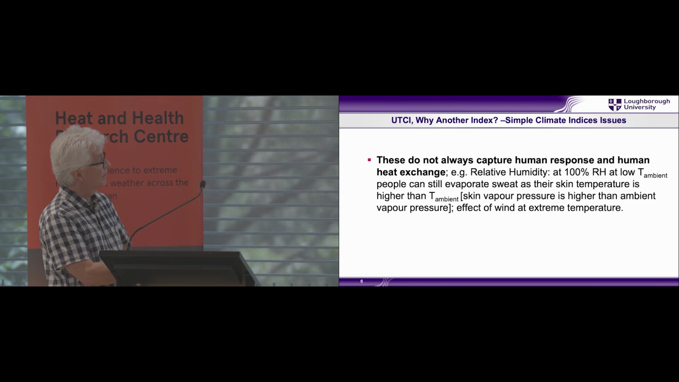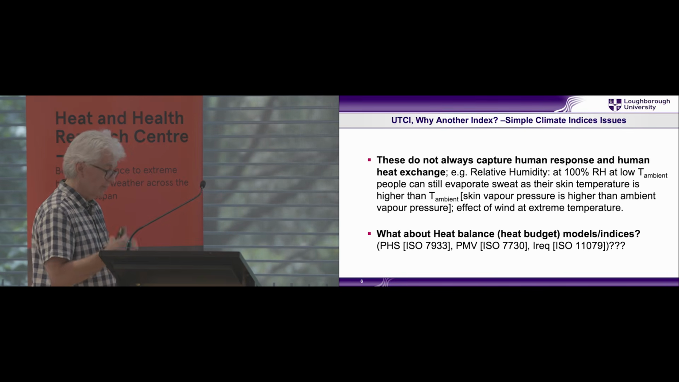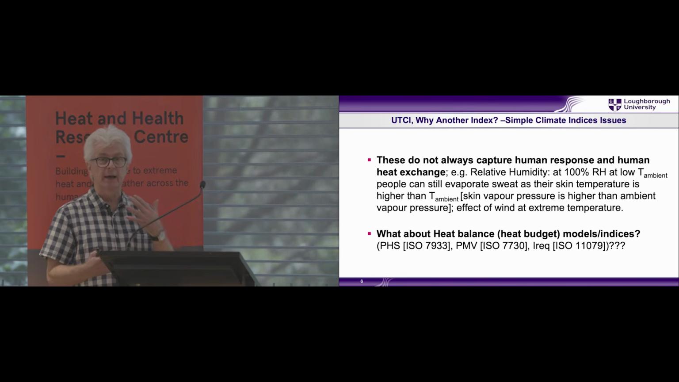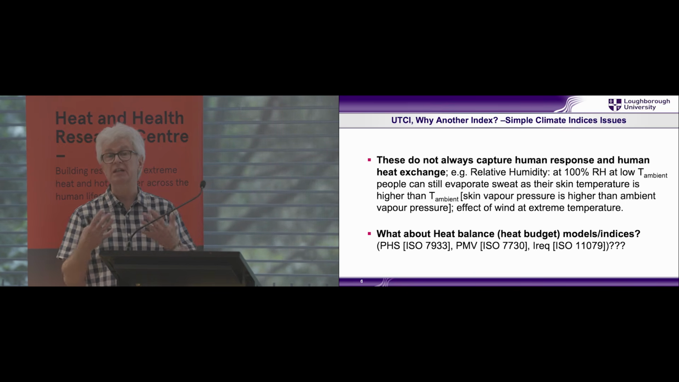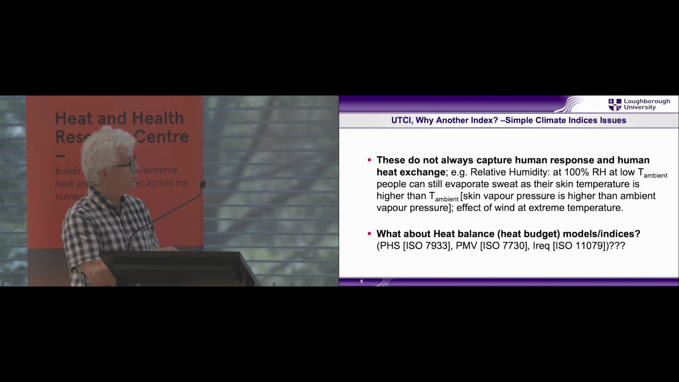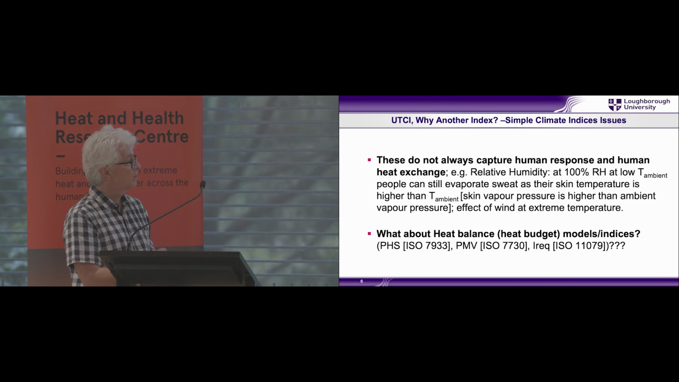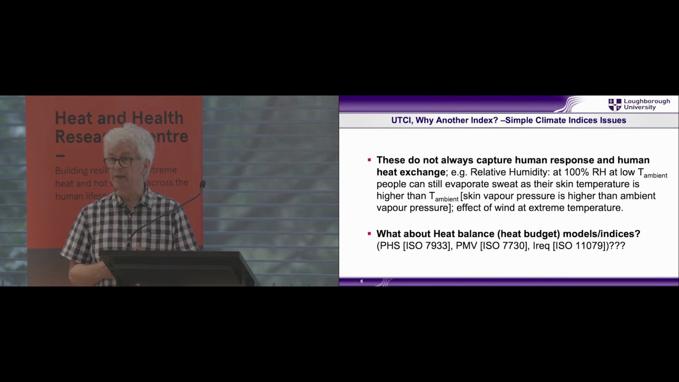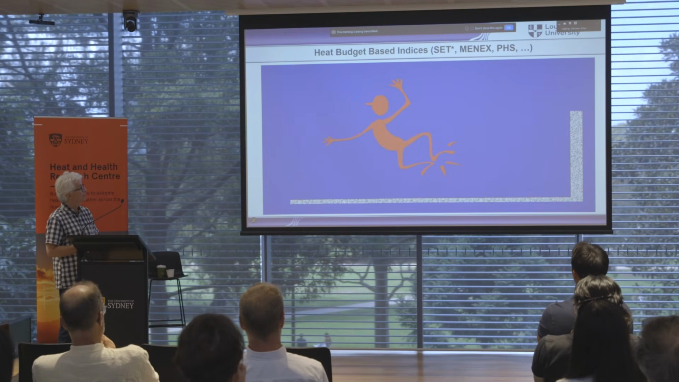Then things like the effect of wind at extreme temperature, I'll show that later on. So if we take one step up, if you look at ISO standards, for example, WBGT is an ISO standard, and one step up, the idea was to use heat balance standards or heat balance models, heat budget models. The predicted heat strain, predicted mean vote, and required clothing insulation are examples of these. Are they better? Yes, they are better because you consider a lot more factors in it.